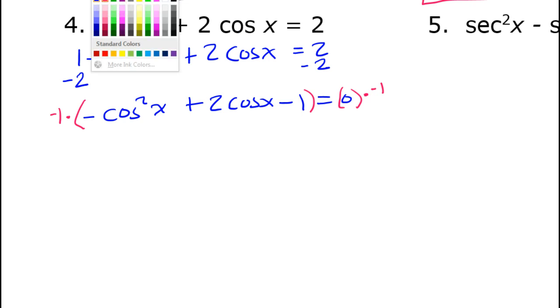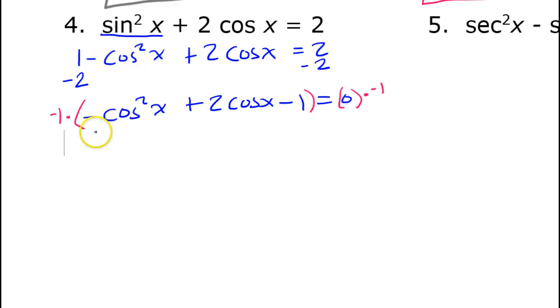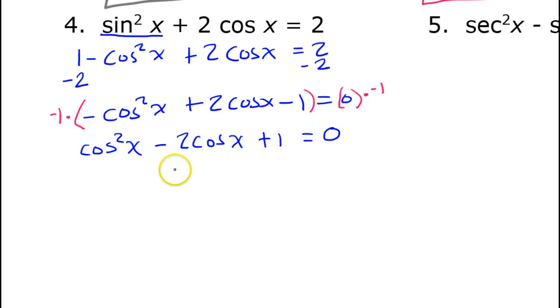Okay, if I multiply both sides of the equation by negative 1, that's just going to change all the signs over here. So that's going to give me positive cosine squared x minus 2 cosine x plus 1. 0 times negative 1 is still 0. So I have this. Now I need to factor this trinomial.